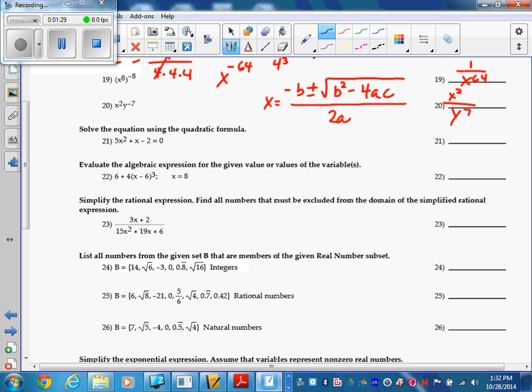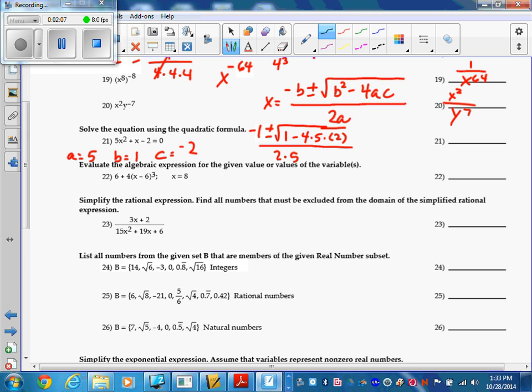So we do remember. This particular one is in standard form, so a is equal to 5, b is equal to 1, and c is equal to negative 2. So let's substitute these in and simplify it. I get negative 1 plus or minus the square root of 1 squared, which is 1, minus 4 times 5 times negative 2, over 2 times 5.